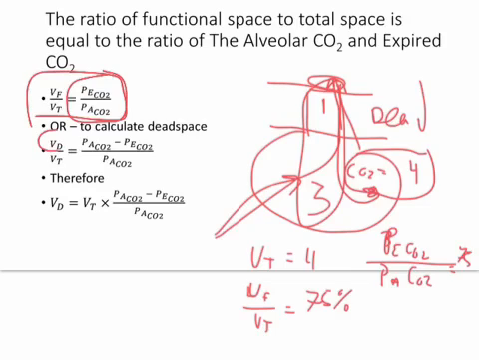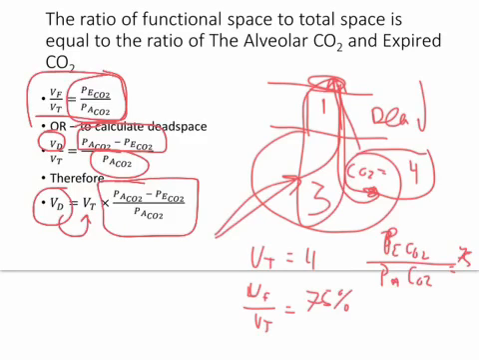Or we can calculate based on the dead space by subtracting the expired CO2 from the alveolar CO2, saying the difference between the two, and finding the percent of dead space that way. So then dead space can be calculated by the tidal volume times this ratio. And then you can simply, instead of using P big A CO2, replace that with P little a CO2 from the arterial blood gas. And there's your calculation for dead space.